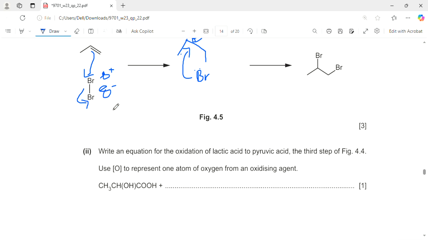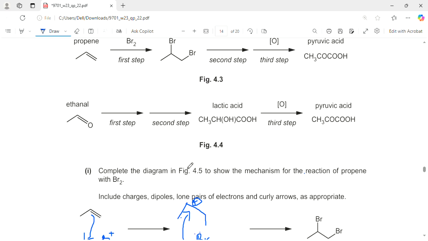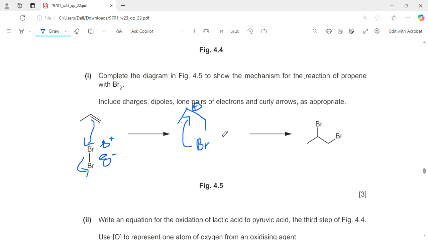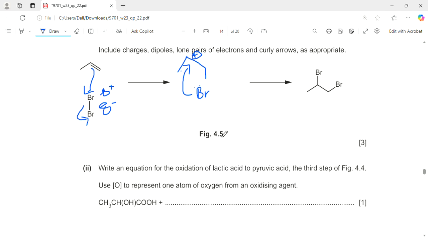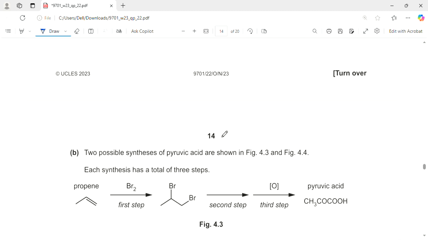Write the equation for the oxidation of the lactic acid to the pyruvic acid in the third step. Use O to represent one atom of oxygen for the agent. Okay, so this is the third step, lactic acid to pyruvic acid.